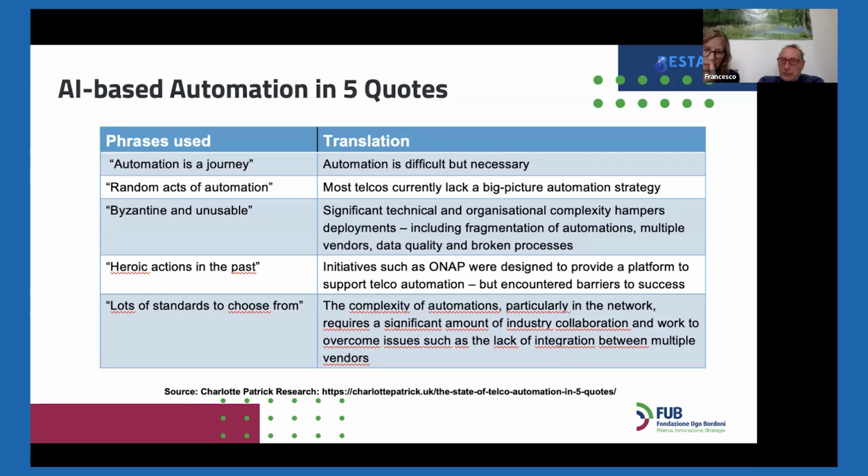And sometimes we also have to consider that fragmentation and over-specification of the standard can slow down the adoption and introduce some uncertainty in terms of the timing of the adoption of AI into the networks. And another quote is "heroic action in the past." That means that we need some repeatable intelligence, not just acts of heroism.